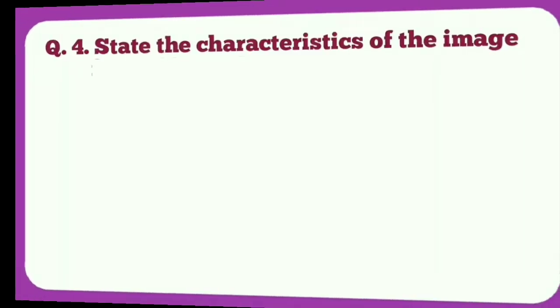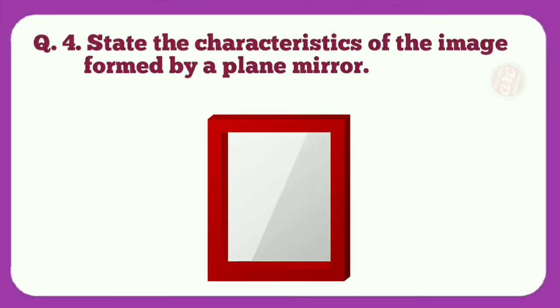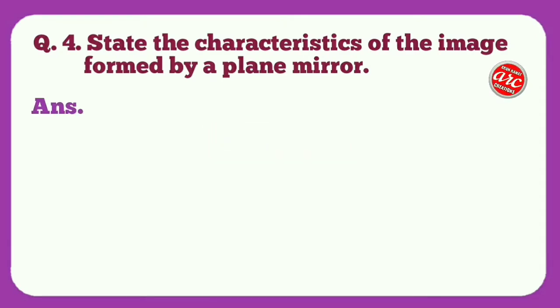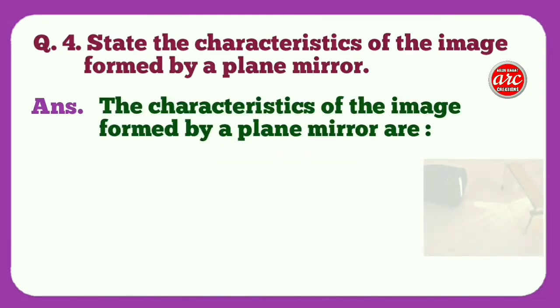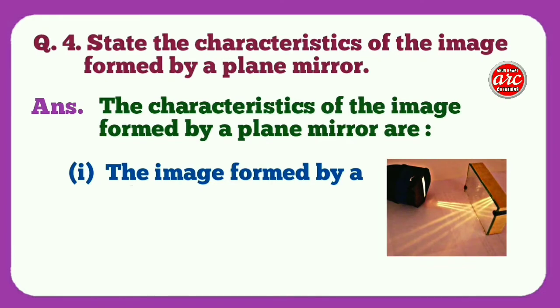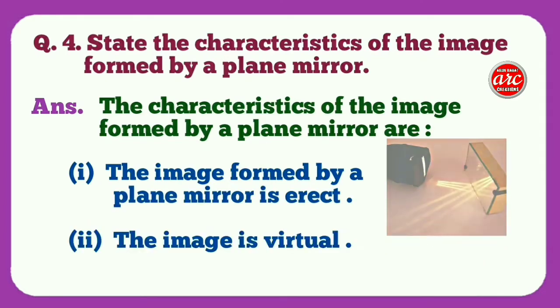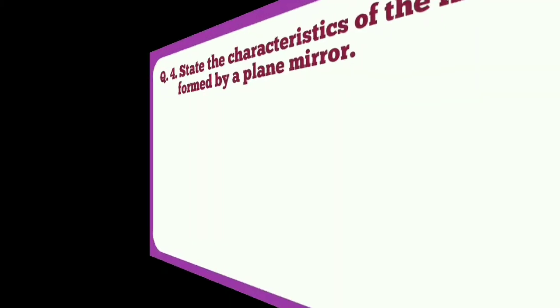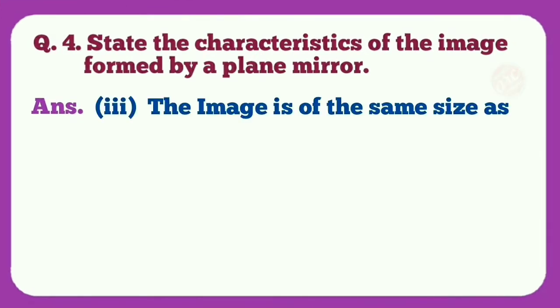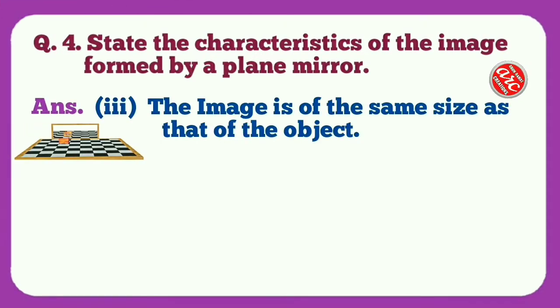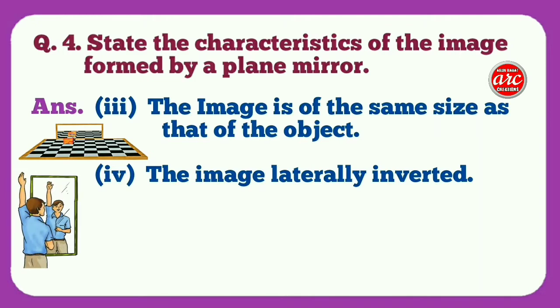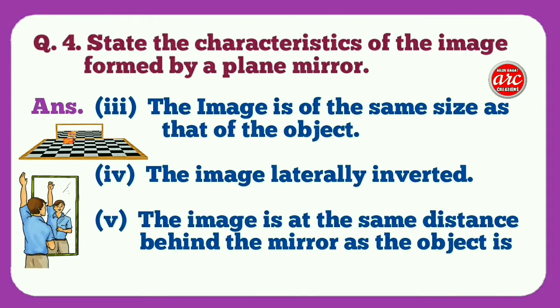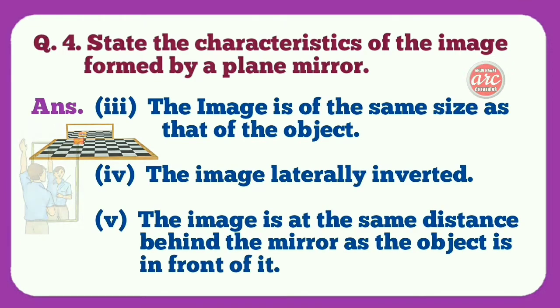Question number 4. State the characteristics of the image formed by a plane mirror. Answer. The characteristics of the image formed by a plane mirror are: number 1. The image formed by a plane mirror is erect. Number 2. The image is virtual. Number 3. The image is of the same size as that of the object. Number 4. The image is laterally inverted. Number 5. The image is at the same distance behind the mirror as the object is in front of it.